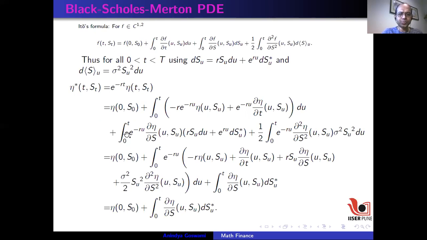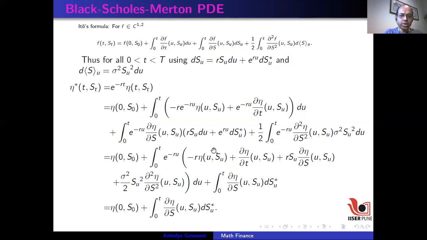And then we go to the second term. For the second term, I need to take the partial derivative with respect to the second variable. So e to the minus ru is as it is here, times del eta del s at u, S_u. And now instead of dS_u, I'm going to write down this thing: r S_u du plus e to the ru dS star u. Then the third term, half times the integral from 0 to t of e to the minus ru, and the second order derivative at u, S_u, and instead of quadratic variation, I'm going to write sigma square S_u square du.